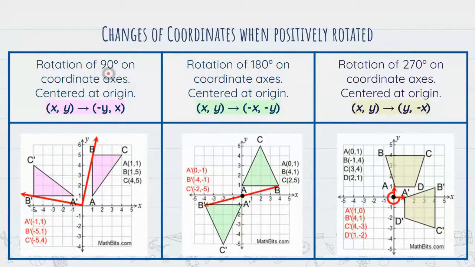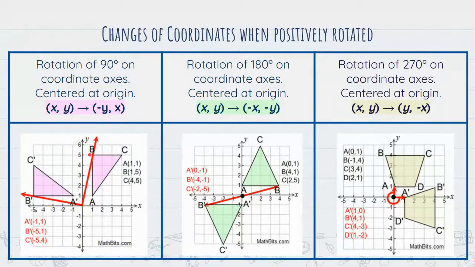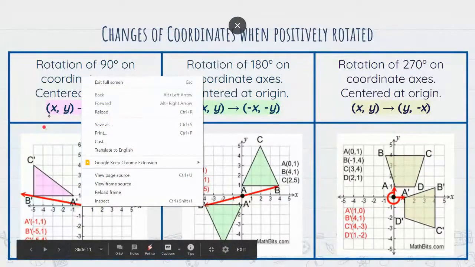So we see a rotation of 90 degrees on the coordinate axis, centered at the origin here. Okay, so you've got to remember these are being rotated. That's not simply a translation. So the orientation, or the way the figure is faced, will change. But we can write rules for how x and y change, because these points are still the same distance away from the center of rotation.